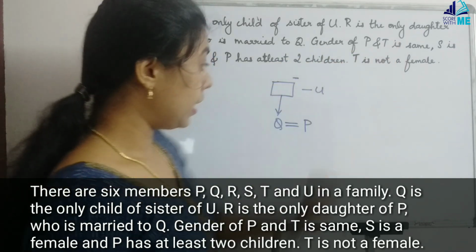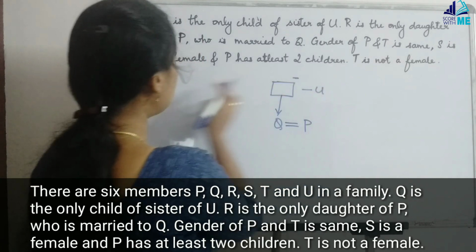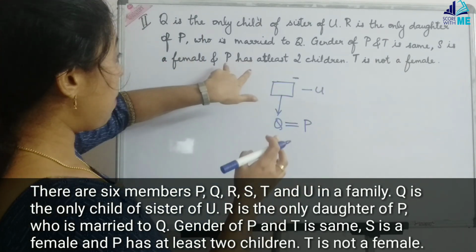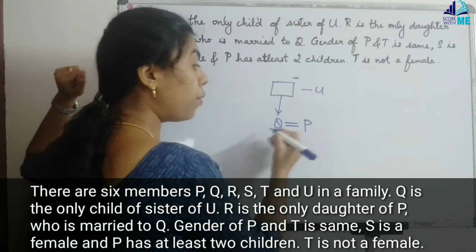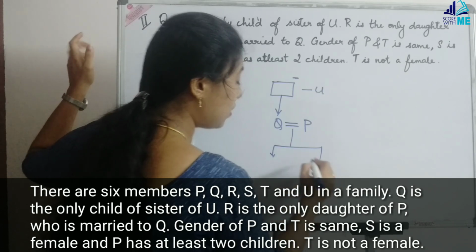The gender of P and T is the same. Since we don't know the gender of P, we cannot say anything. S is a female. We don't know where S is. We need to find that out. And P has at least 2 children. So they both have at least 2 children. They are a couple, so they have got at least 2 children.